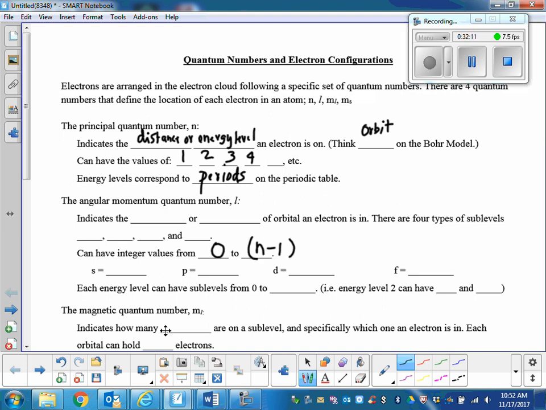Isn't the angular momentum quantum number a letter? Yes, I'll tell you what it is, okay? It indicates the shape or size of an orbital an electron is in. There are 4 types of sublevels. What are those 4 sublevels? SPDF.